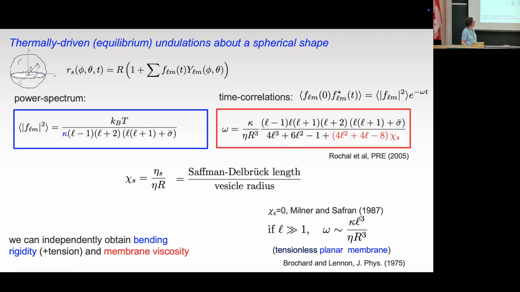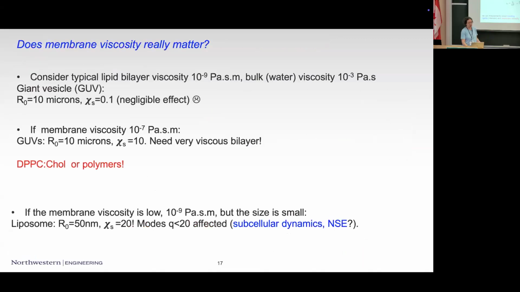Is the effect real? Does it matter? One has to do a little check with the numbers. So let's see what the numbers are. If you take a typical lipid bilayer, these are PC, phosphatidylcholine molecules, which have very low 2D viscosity, about a nanopascal second meter. The bulk viscosity is millipascal second. If you take the ratio of the two, you get that the Saffman-Delbrück length for this material is about a micron. So if you're measuring fluctuations of a 10 micron vesicle, you're not going to see the effect.